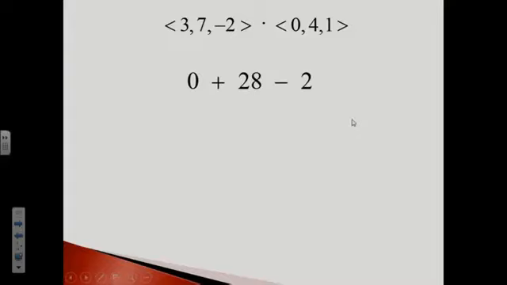For example, find the dot product of two vectors 3, 7, minus 2 and 0, 4, 1. Notice that the dot product is denoted by the small point. We multiply each pair of x, y, and z components and then take the sum of them. The result is 26.